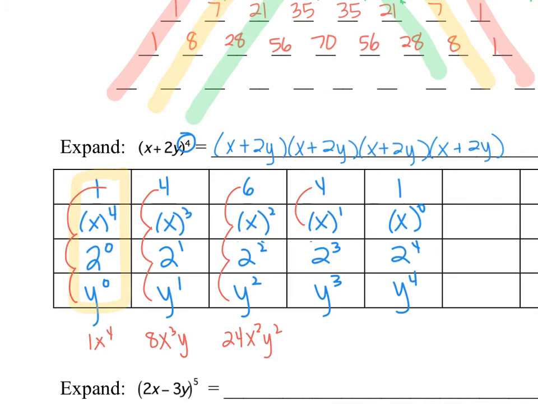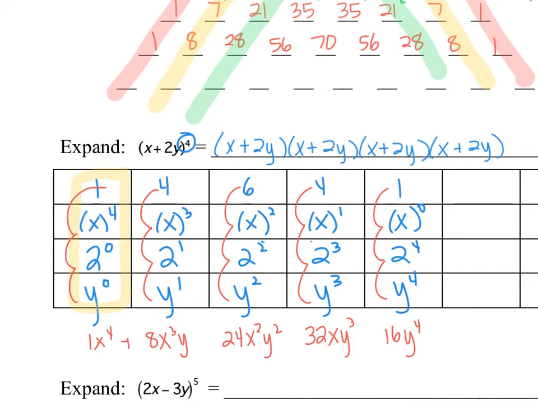4 times x to the first times 2 to the third times y cubed. That's 4 times x times 8 times y cubed. That's 32xy cubed. And then finally, the last 1 times x to the 0, which is also 1, times 2 to the fourth, which is 16, times y to the fourth. So I get 16y to the fourth.